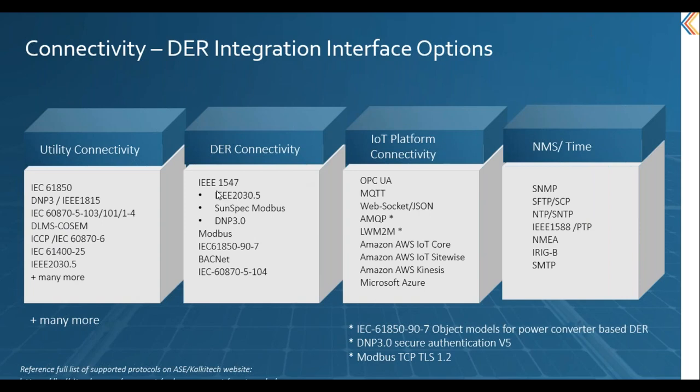For the DR connectivity, as per IEEE 1547, DR should meet any of these protocols. 2030.5 is the default, or it could also have SunSpec Modbus or DNP3.